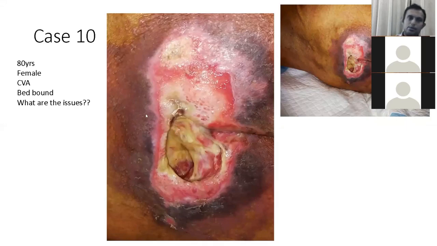Here the main issue is that the person is bedbound. These are pressure sores. Yeah, high risk of contamination. Kanishka says high risk of contamination. Yes, that is also there. But the main issue is this is a pressure sore. So you have to make sure it's offloaded, otherwise it's never going to heal. And there is slough, that's another issue. And the contamination, that's another issue.